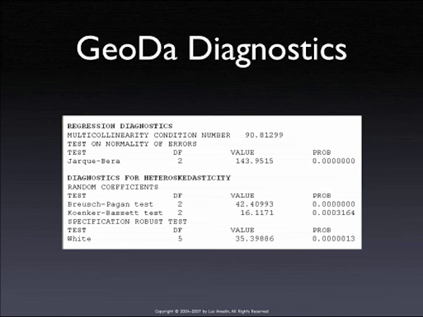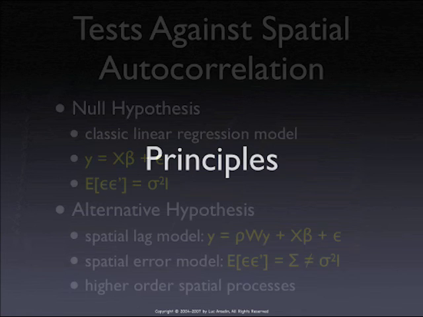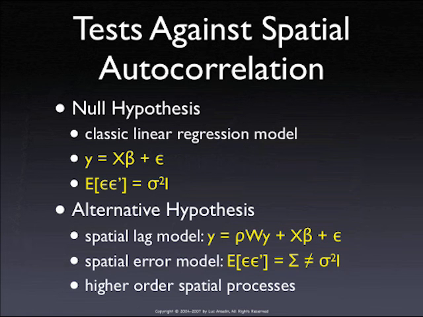Okay, time to get a little more formal and focus specifically on tests against spatial autocorrelation. The point of departure is the null hypothesis, and the null hypothesis is obviously the classic regression model with all its assumptions. For our purposes, the most important assumption is that the variance-covariance matrix of the error terms is sigma squared I, meaning sigma squared constant, so homoskedasticity, no heteroskedasticity. The I identity matrix implies 0 off-diagonal elements, so no spatial autocorrelation.